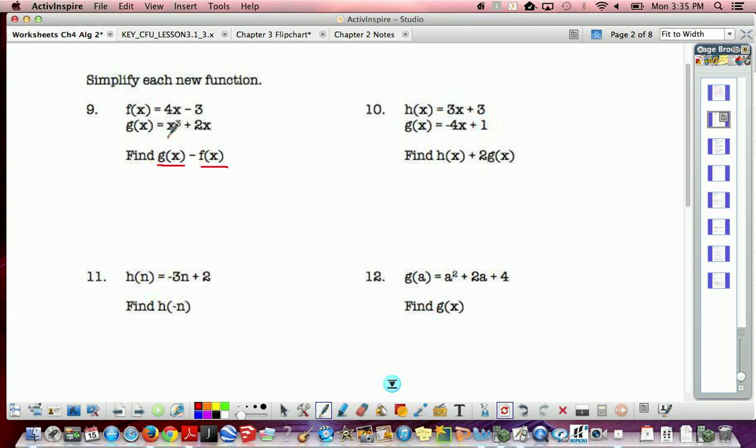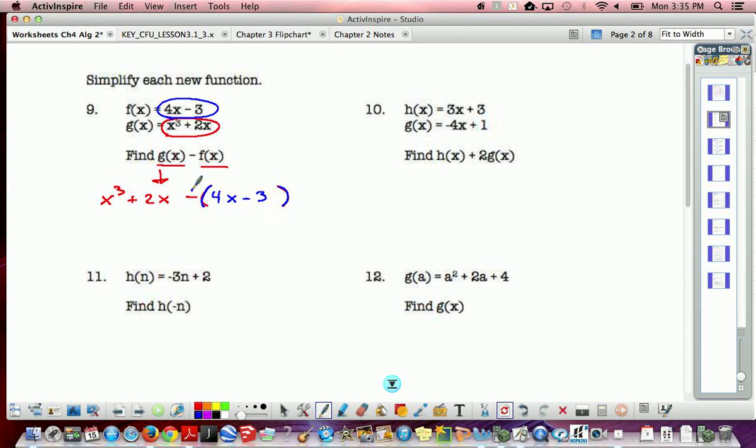So what does g of x equal? Well, it equals this part, so I can go ahead and replace it with x cubed plus 2x. I'm going to subtract the quantity of what f of x is equal to. If I look up here, f of x is 4x minus 3. Now I need to put that whole thing in parentheses because I'm subtracting the entire function. Hence why I have those parentheses here.